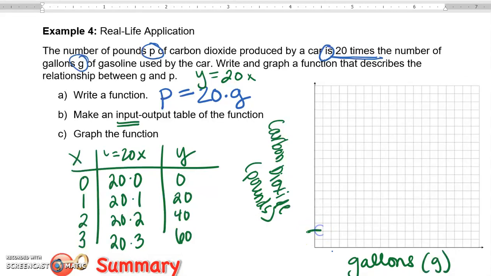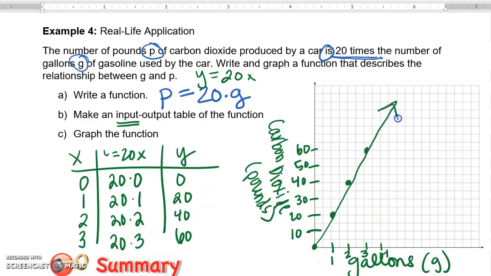So we need to label. Let's just go up by 5s, but I'm only going to mark every other because you don't have to mark every single thing. And I need to get up to 60. So there's my 60. And then count by whatever you think over here. Only need to get up to 3. Okay, so my first point is 0, 0. My second point is 1, 20. My third point is 2, 40. And my fourth point is 3, 60. Once again, it should be a straight line.